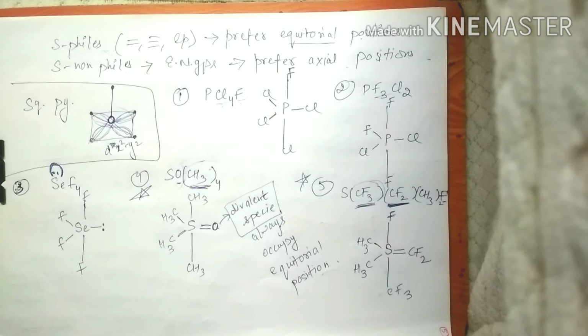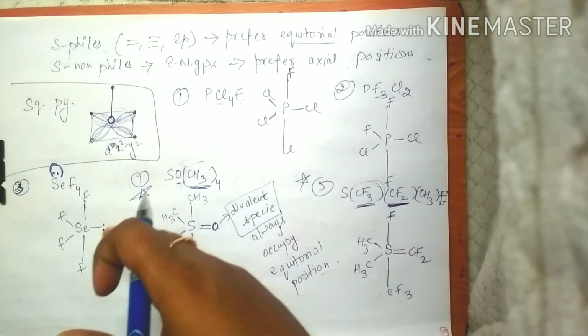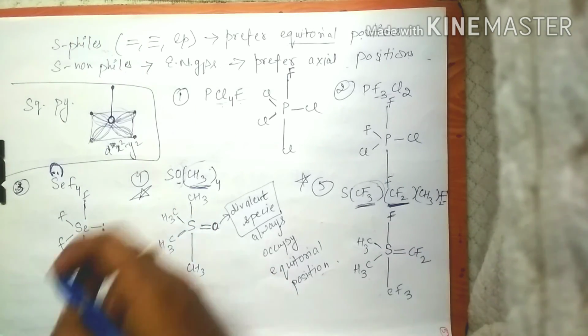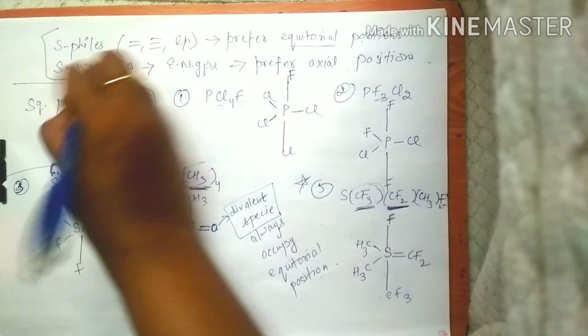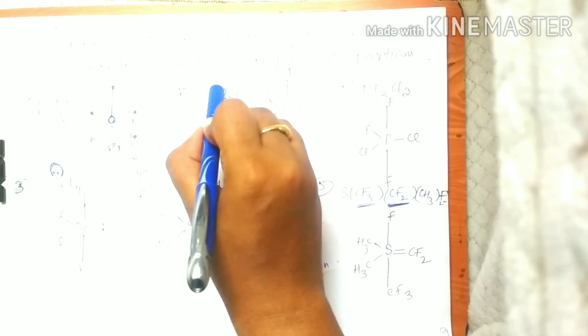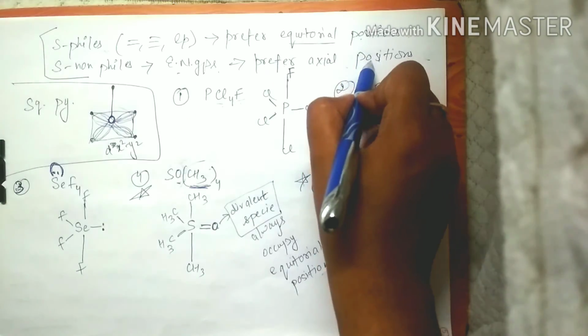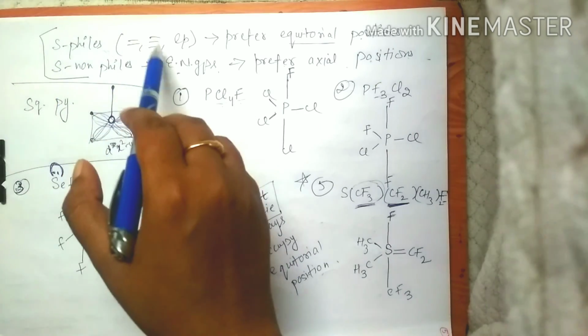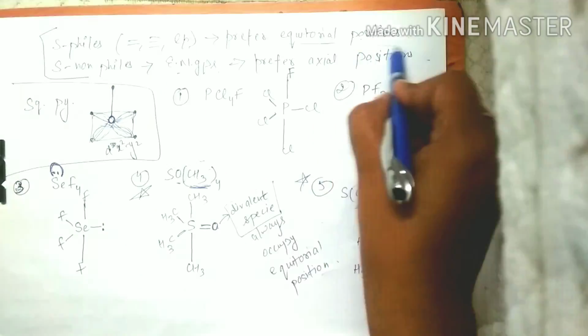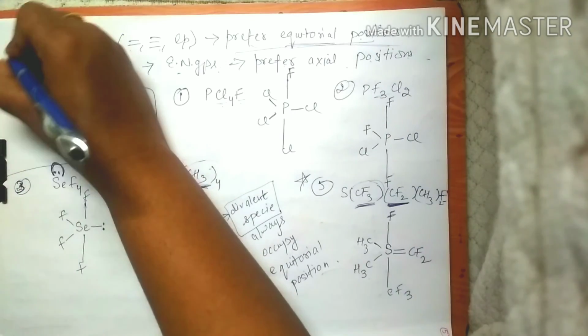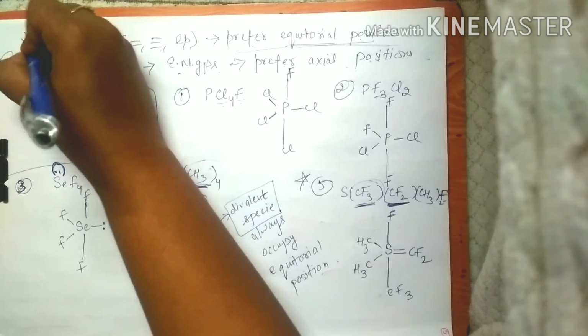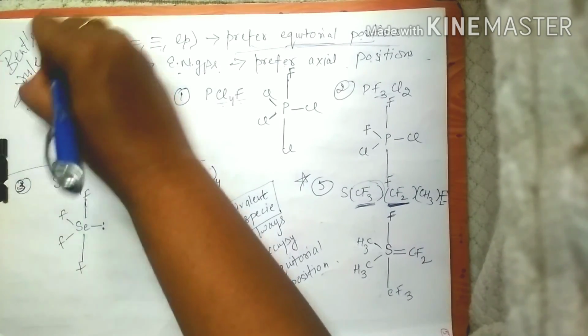So with this, what Bent's rule has to say, this is actually all about Bent's rule. Bent's rule says that all the electronegative groups prefer your axial positions, and all the double bonds, triple bonds and your lone pair prefer your equatorial position. This is what Bent's rule says. Okay, this is about Bent's rule.